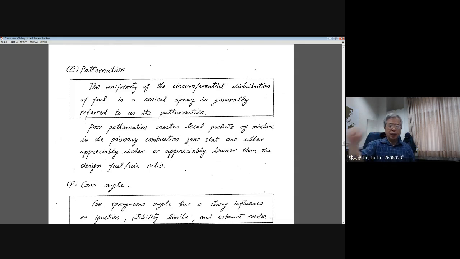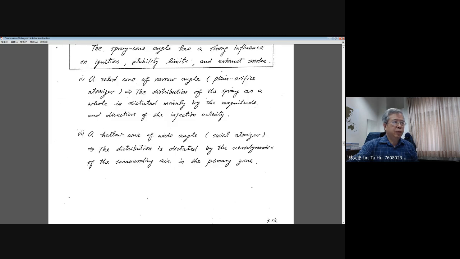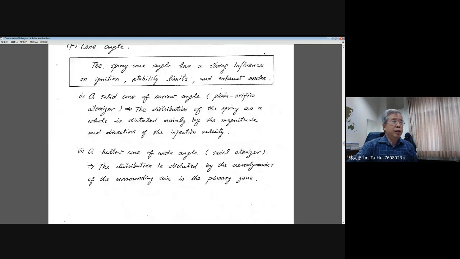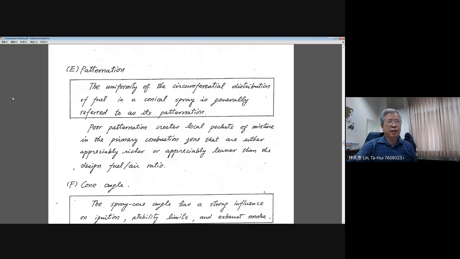Sorry, I moved to the penetration text. I am sorry, I just said penetration, but I was misreading. Actually, the second one is the patternation. I'm sorry about it. But we go back to the patternation. Patternation basically tells you the distribution on the cross section of your spray. The definition is based on the uniformity of the circumferential distribution of fuel in a cone spray, which is generally referred to as the so-called patternation.